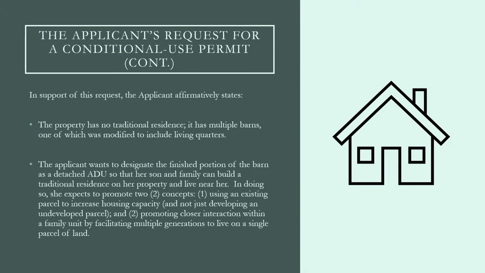One is to use an existing parcel to increase housing capacity versus finding, for example, an undeveloped space somewhere else and then developing it. So we're talking about doing it within the confines of an existing parcel that's already been somewhat developed. And also to promote closer interaction with the family unit by facilitating, again, multiple generations to live on a single parcel of land. She wants to do this to bring her family closer to her so that they can all live on the same property. That's ultimately the goal here.